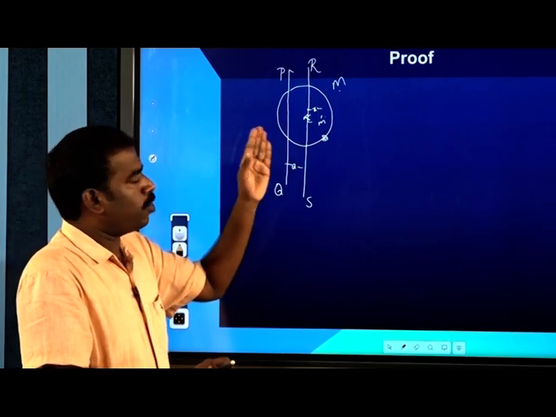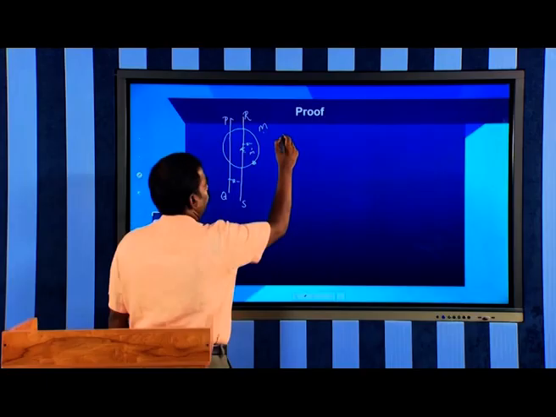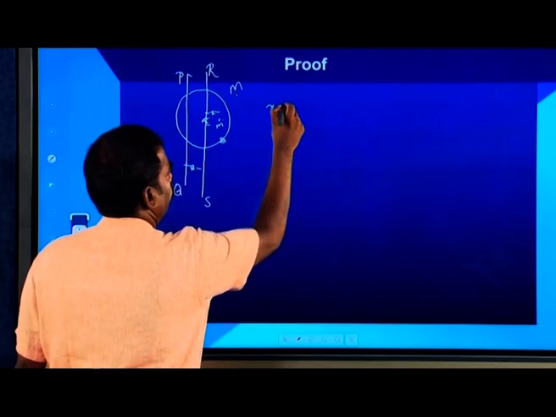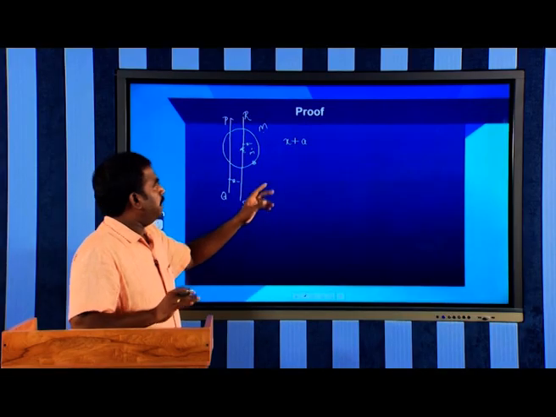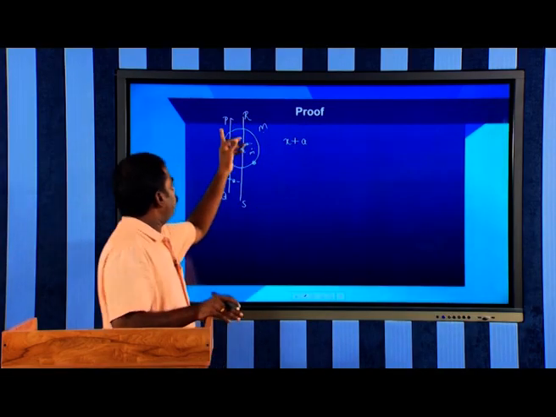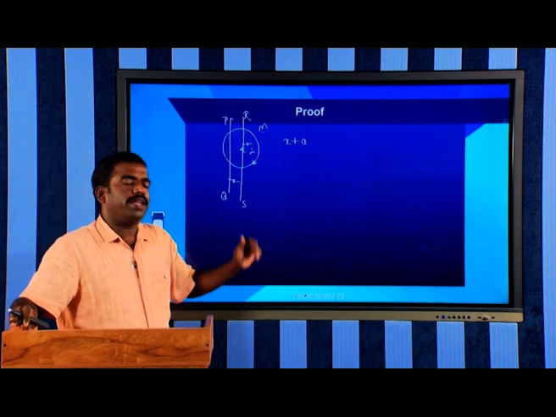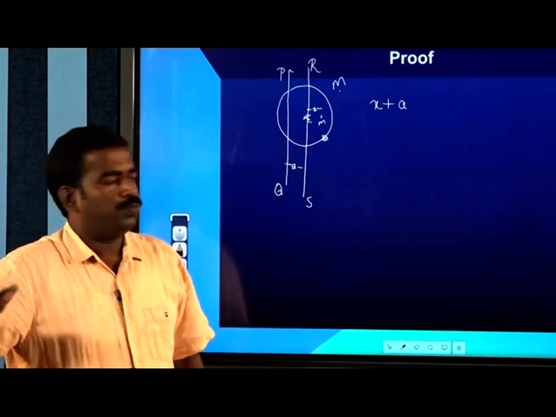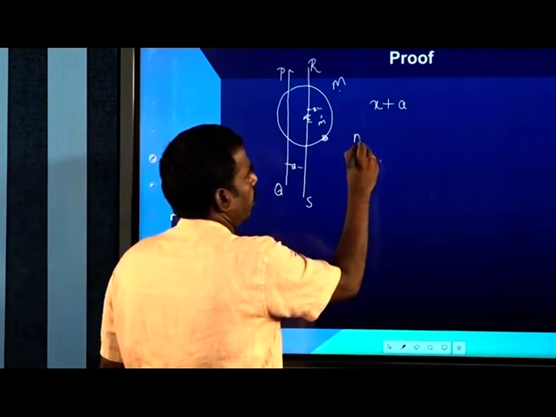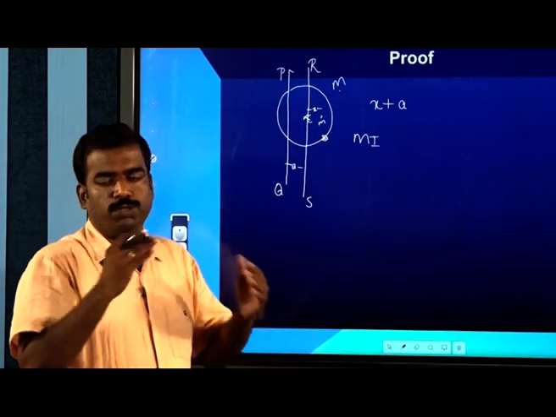So, the distance of the particle of mass m from PQ is what? It is x plus A, right. So, the particle is at a distance of x plus A from PQ. So, can you say what is the moment of inertia of this mass about PQ? Moment of inertia of mass m about PQ, just use the formula.